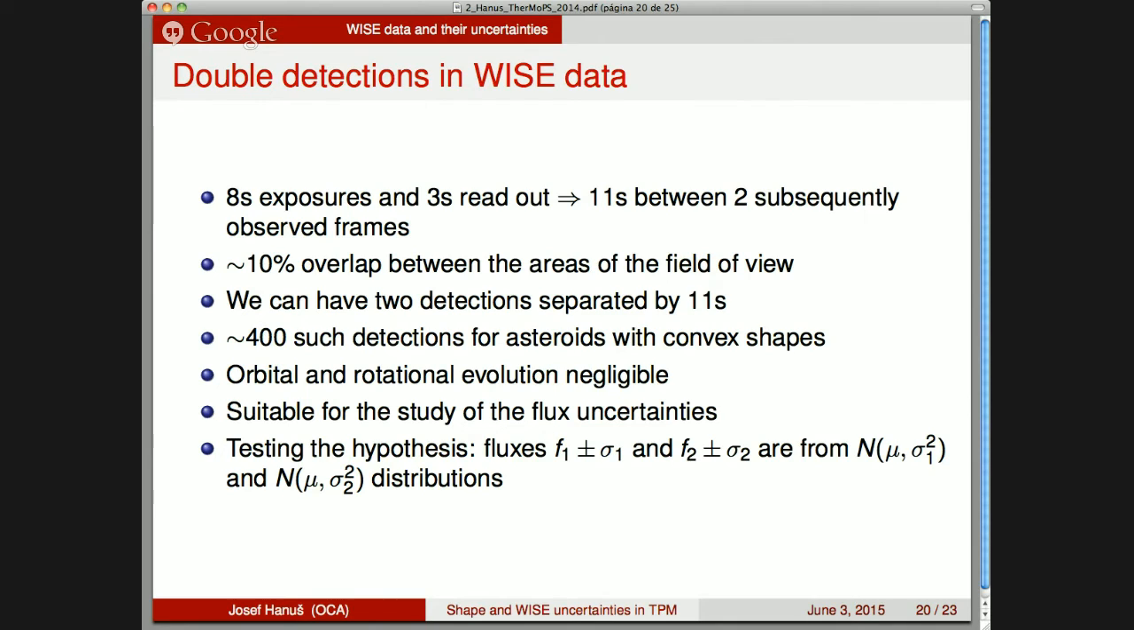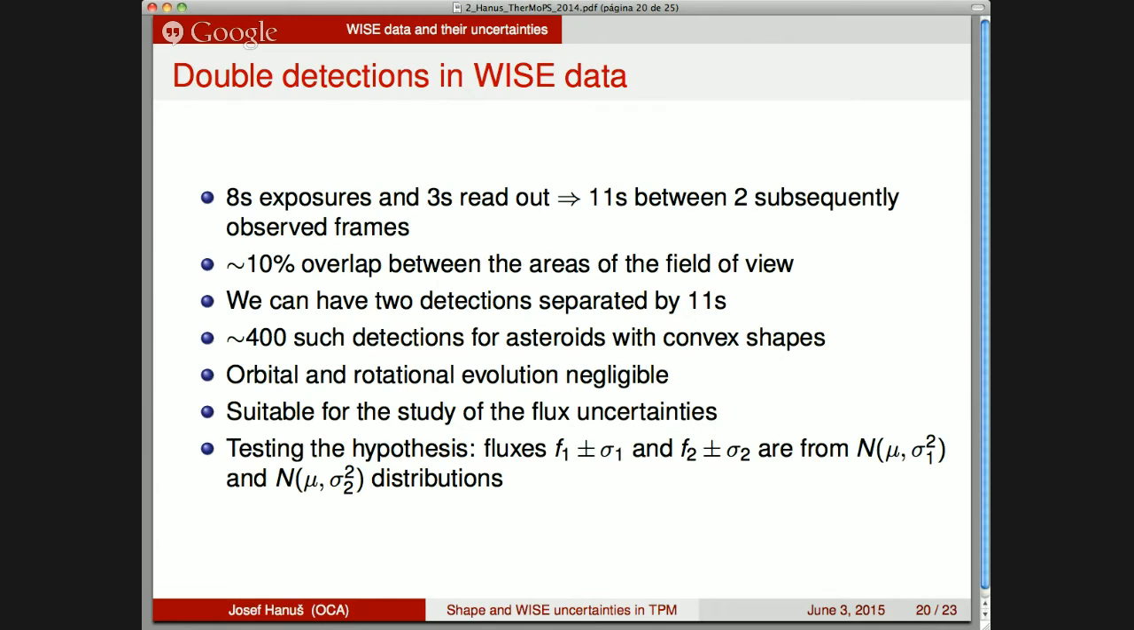And we found that for asteroids with convex shape models, there are about 400 such observations. And the change in the flux, just because of the orbital and rotational evolution, is 2-3 orders of magnitude lower than the actual uncertainties of the fluxes. So it can be neglected, and in principle, these points can be used to independently estimate the accuracy of the data.